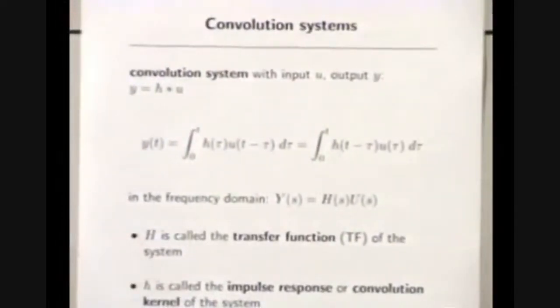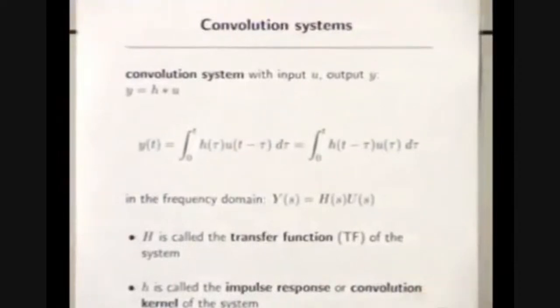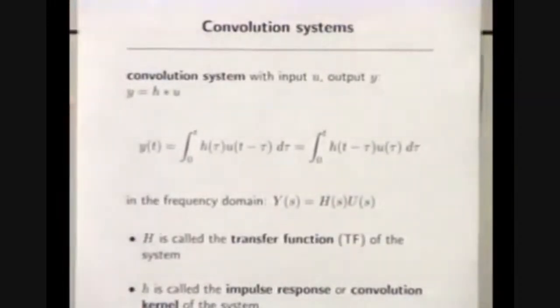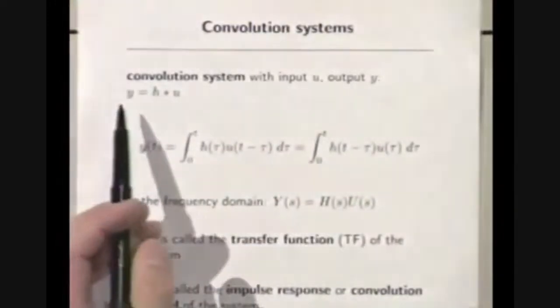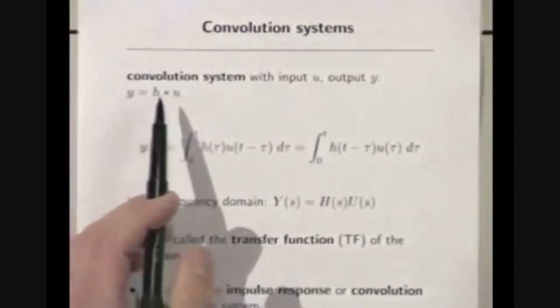You know, this describes, for example, any linear circuit to start with. It describes any mechanical system. It describes any sort of linear constant coefficient ordinary differential equation. Lots of things are described by convolution, so that's why we're going to study it. So here's a convolution system with input u and output y. And some people just write y equals h star u, like this. Okay? Do not write this, please.